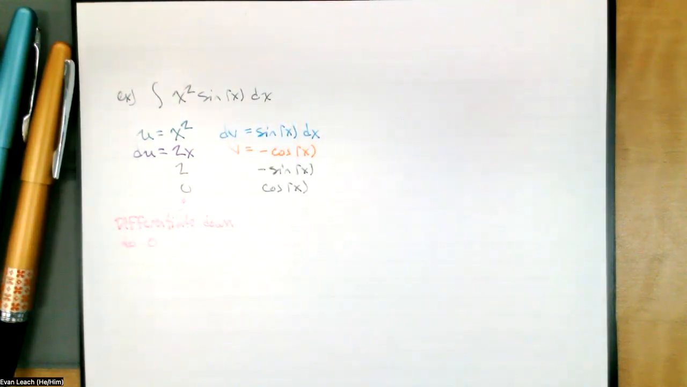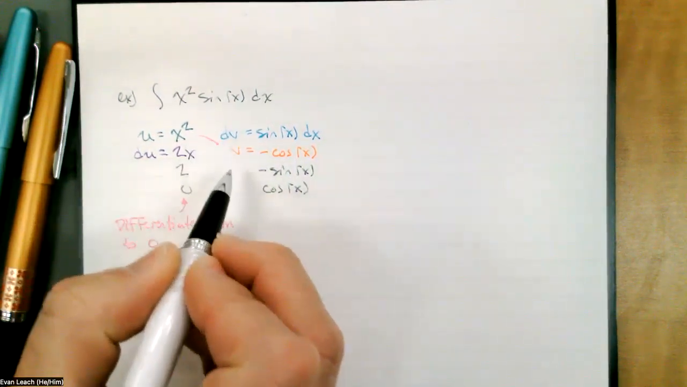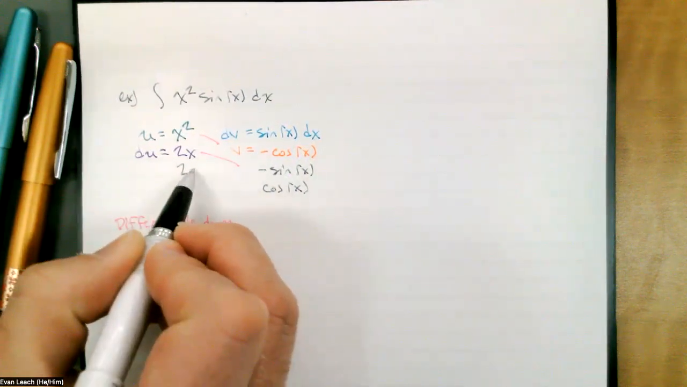Differentiate down to 0 and integrate for each of your derivatives. Now we're going to pair up all the UVs. We're going to do a UV, and then a UV, and then a UV.